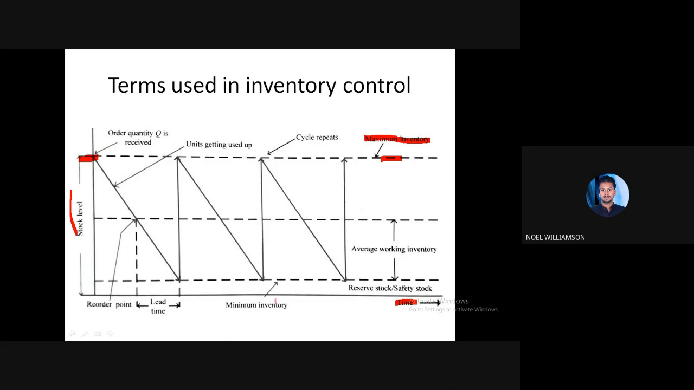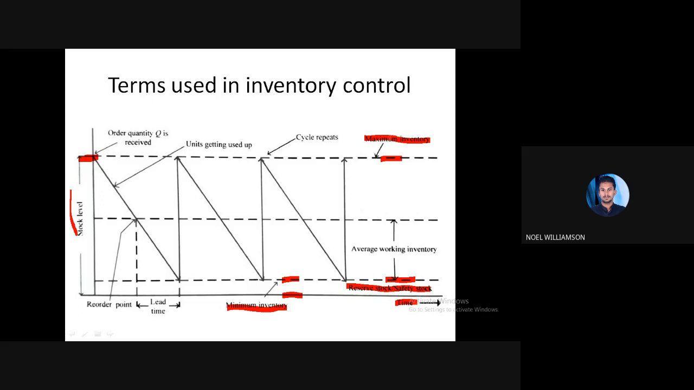Now, this is the zero level, and we should have a minimum of this particular level. That is the reserve stock or the safety stock. So there should be a minimum of this particular value. This is the minimum inventory. So there should be a minimum value and a maximum value for the inventory. The minimum value is termed as the minimum inventory, and the maximum value is the maximum inventory.